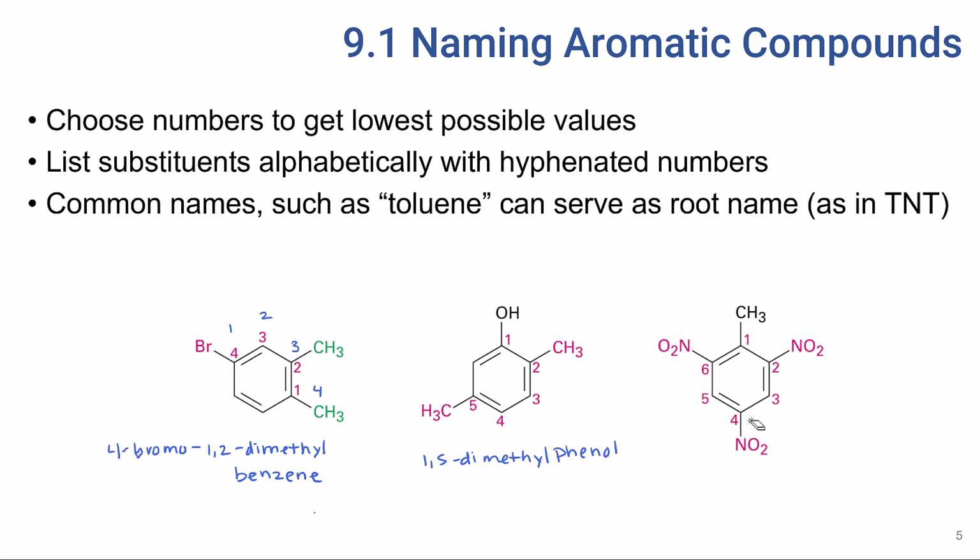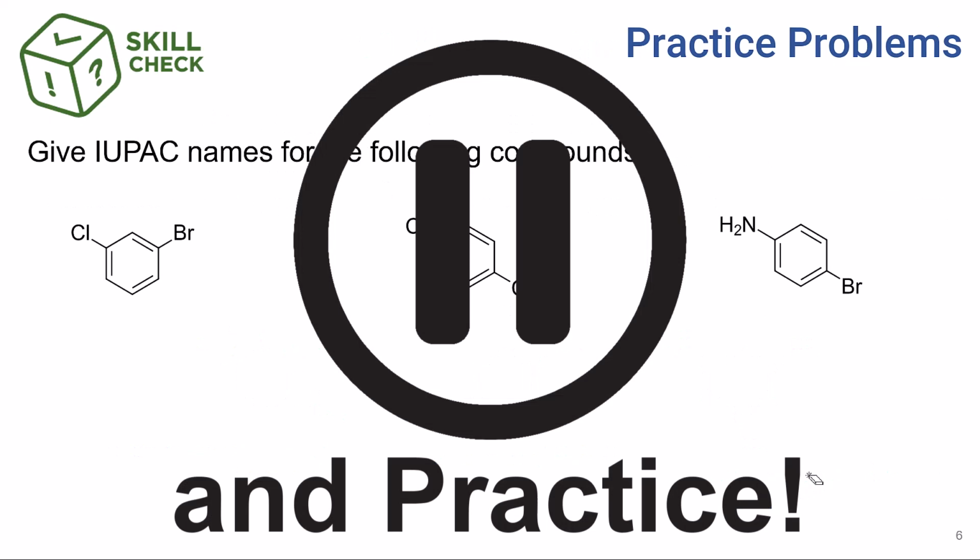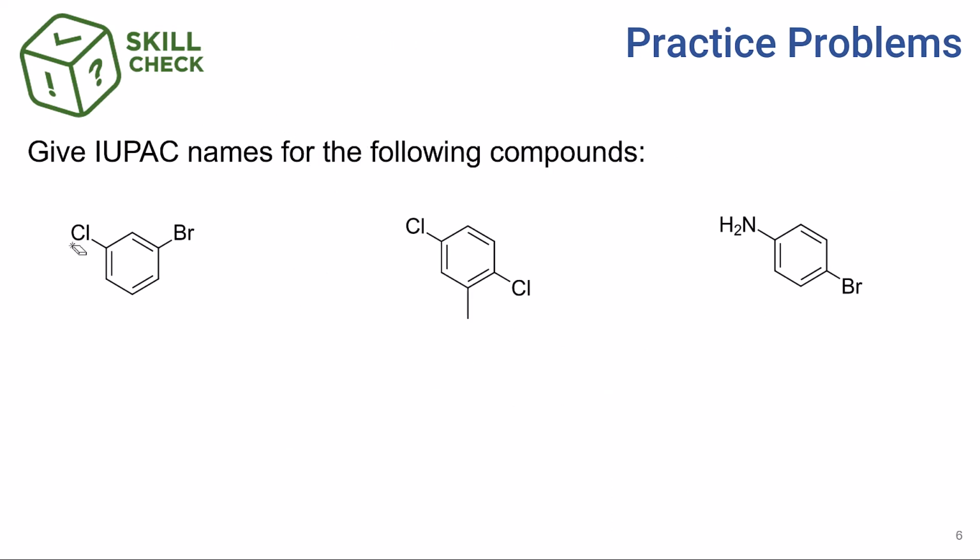And then this is toluene is the parent because of that CH3. We have 3 nitro groups. This is 2,4,6-trinitrotoluene, or TNT. So to name these here, chlorine and bromine on a benzene do not have a special parent, so this will just be numbered to give us the lowest numbering. So this will be 1-bromo-3-chlorobenzene. You can also call it meta-bromochlorobenzene.